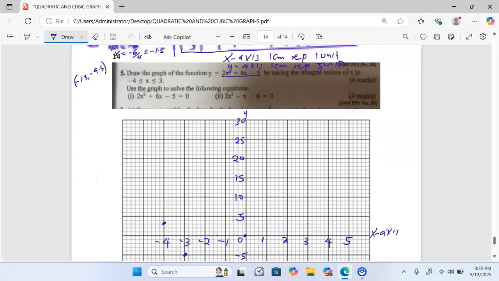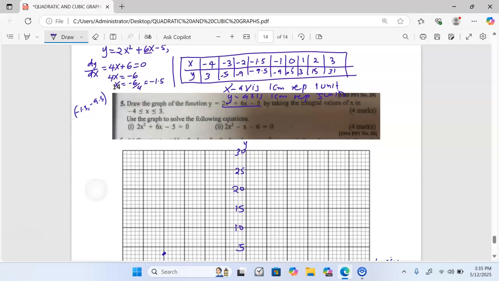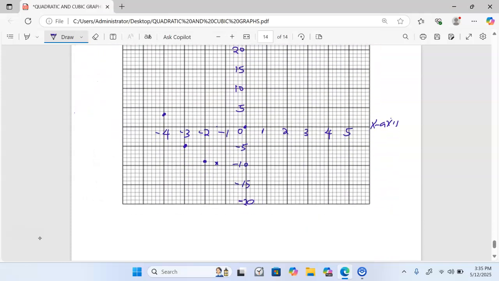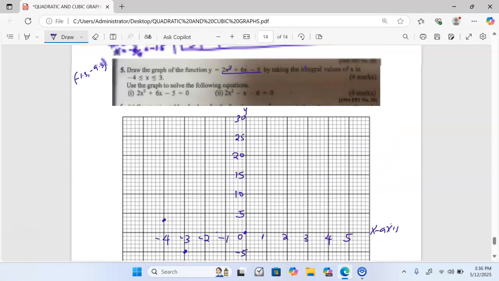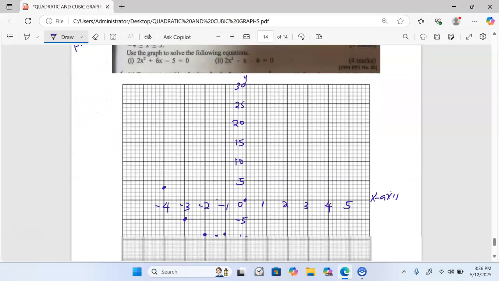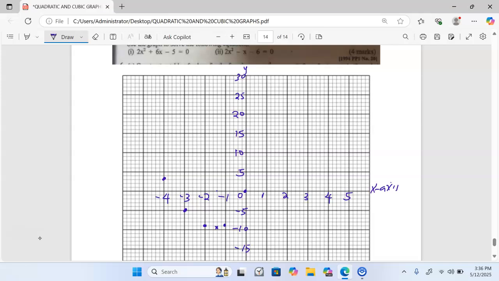And when x is -1, it is -9. Again, -9 is here. So the curve has started turning at that point. When x is 0, it is -5. When x is 0, -5 is here for y.